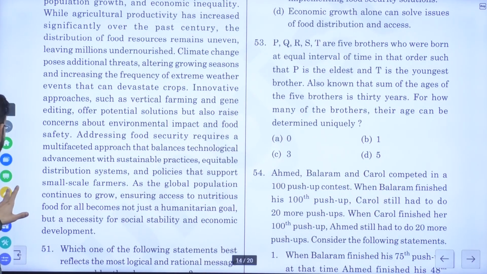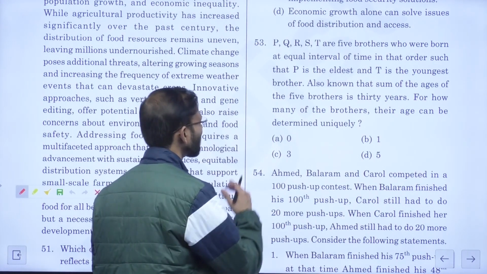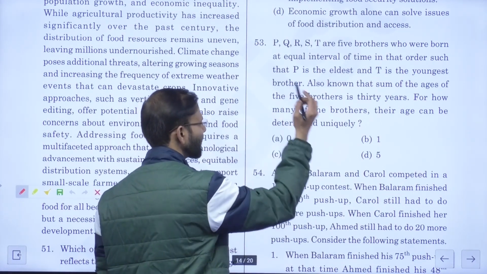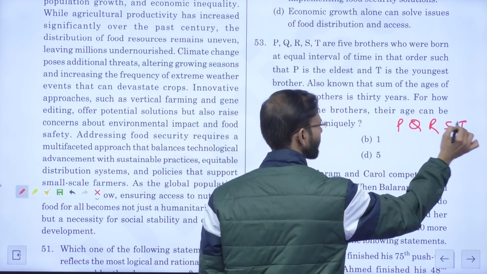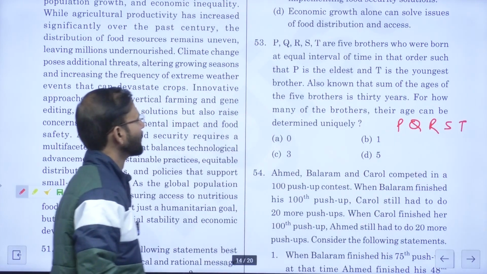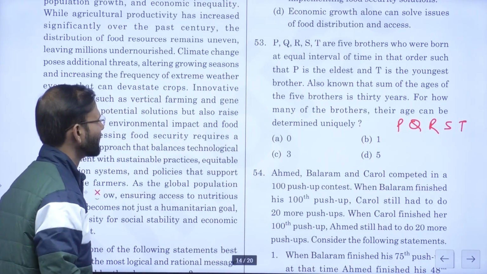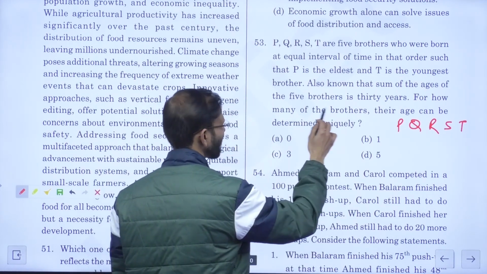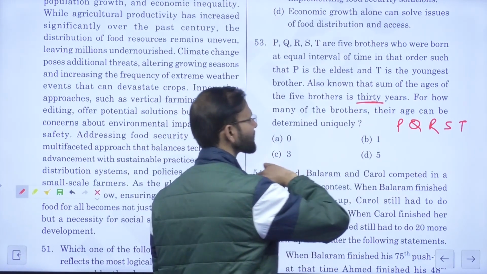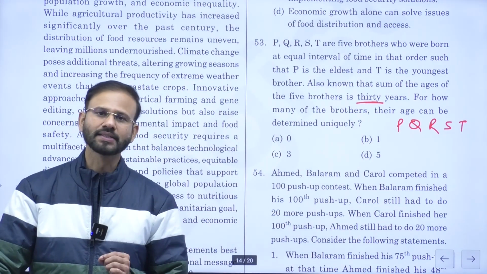53. 53 is saying PQRST are 5 brothers who were born at equal intervals. P is the eldest, so PQRST, P is the eldest and T is the youngest. Okay. And also known is the sum of the ages of the 5 brothers is 30 years. Guys, sum of the ages of 5 brothers is 30. It means their average is 6.